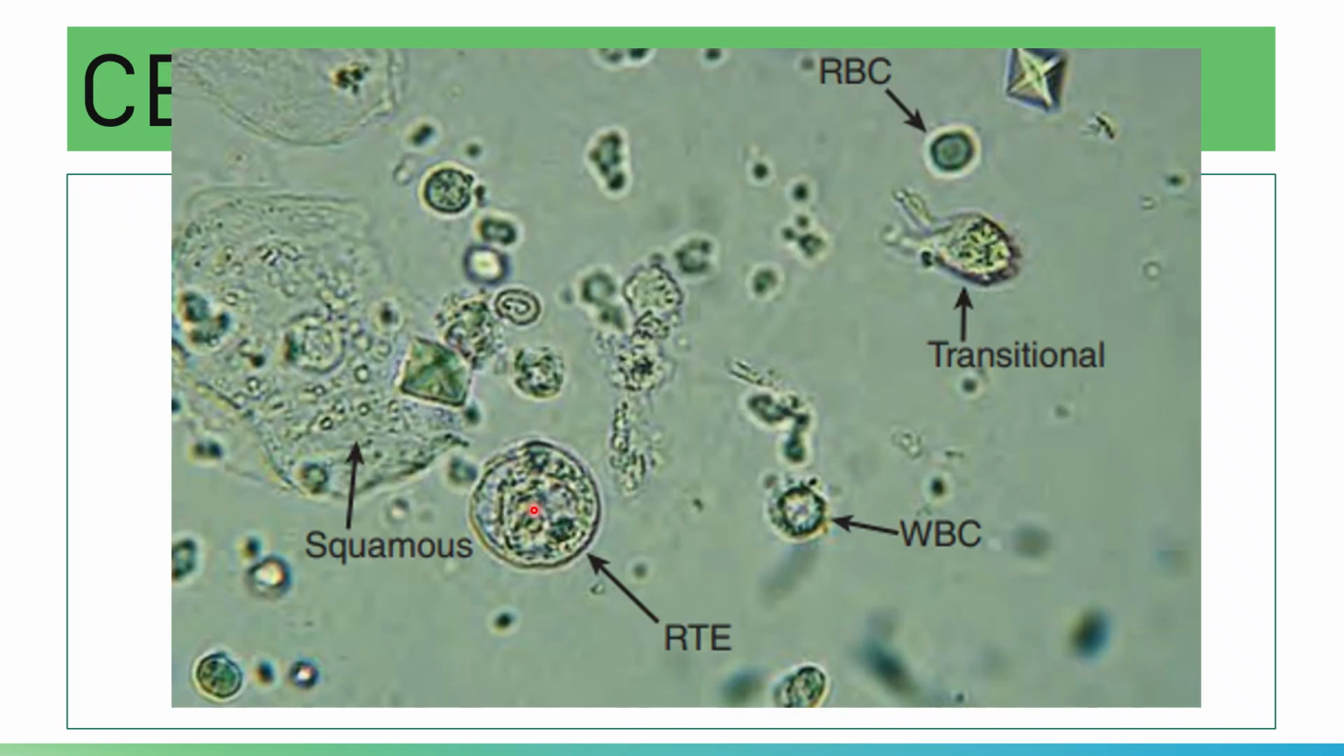So in this image, you have a renal tubular epithelial cell, a squamous epithelial cell, a transitional epithelial cell, then you have a WBC, a pus cell. This one is a red blood cell. This is a calcium oxalate crystal.